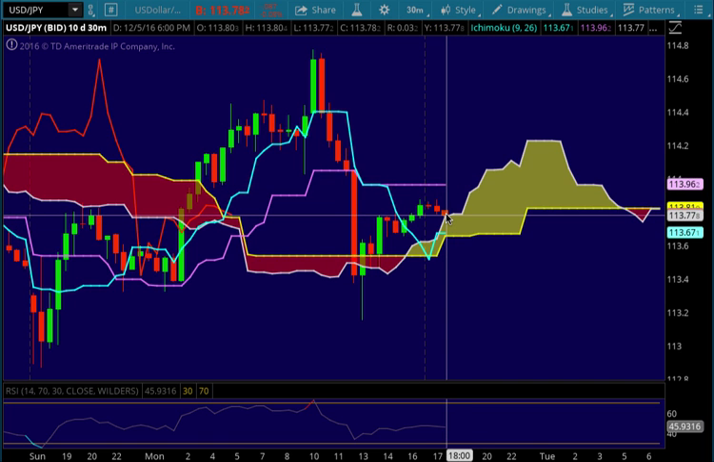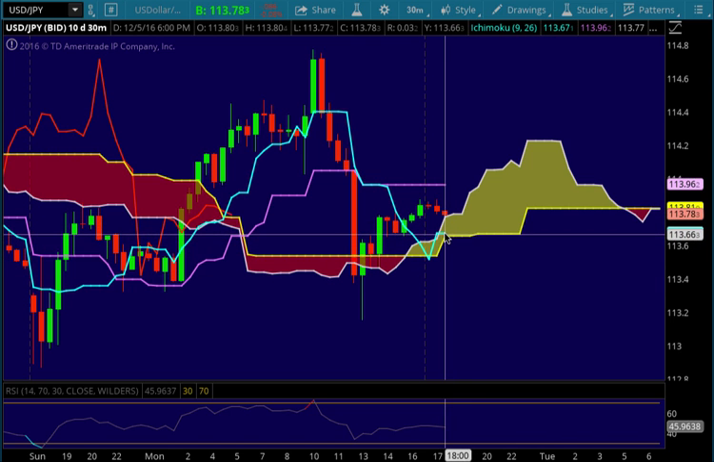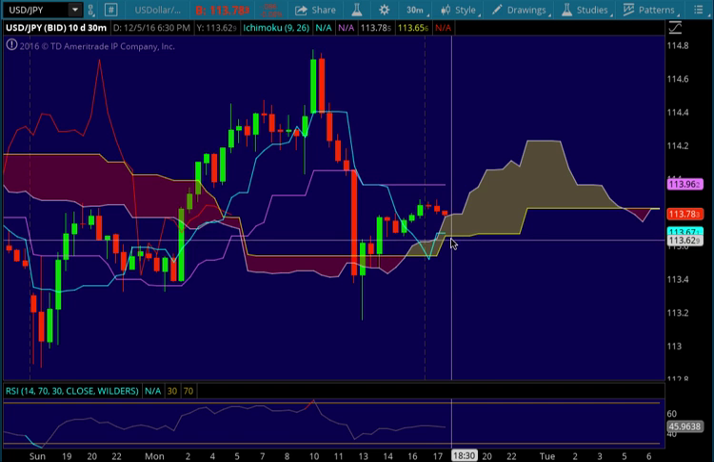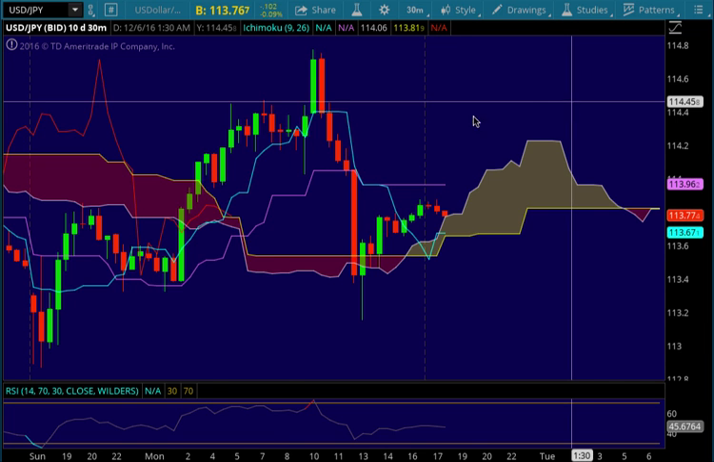If we do find more selling, we will have to lose the support of the cloud, and the next obvious support would be at the Tenkan Sen down below at 113.67. If we lose the support of the Tenkan Sen, it's likely that we will lose the support of the cloud as well down at 113.65. So keep an eye on those levels as well. And that's about it for the dollar yen.